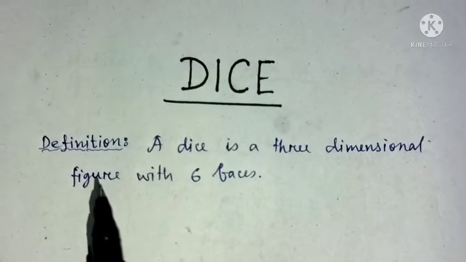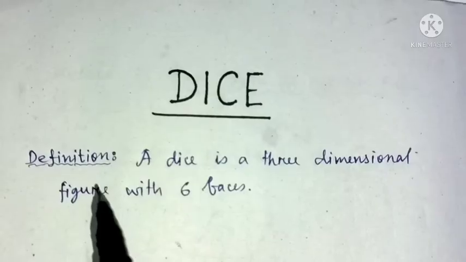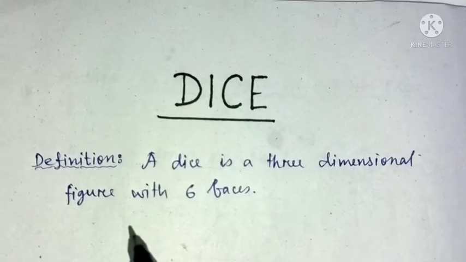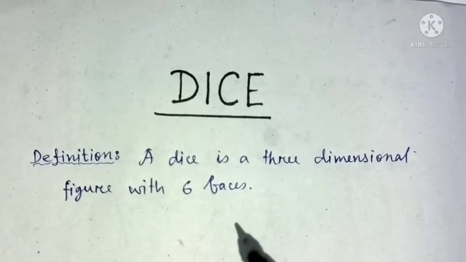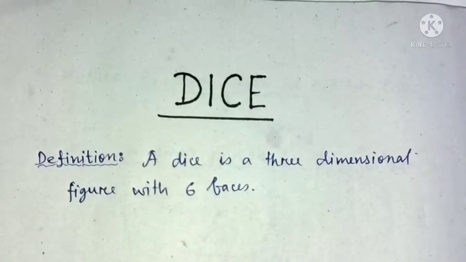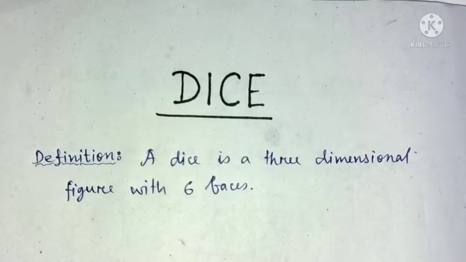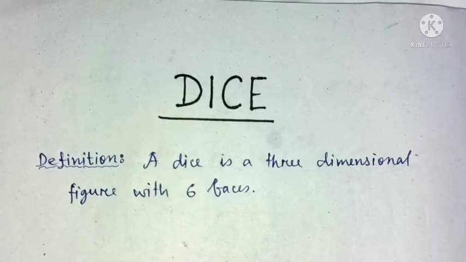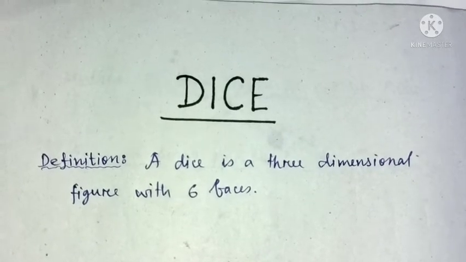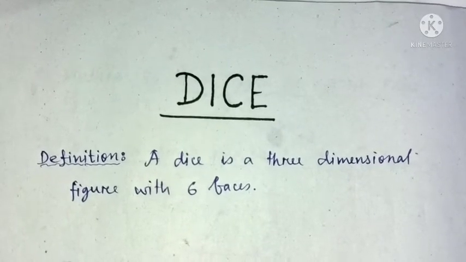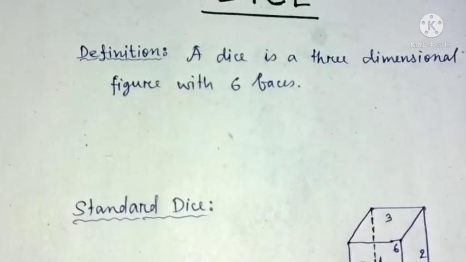First of all, let us know the definition of a dice. A dice is a three-dimensional figure with 6 faces, and this dice is divided into two different types. One is called standard dice and another is called general dice. So which are standard and which are general dice? It is described here below.